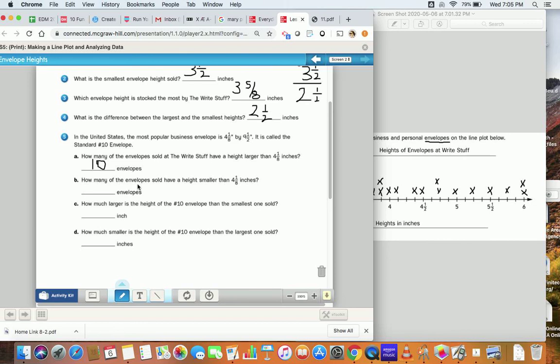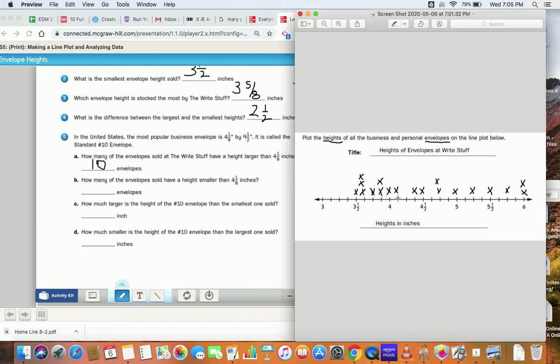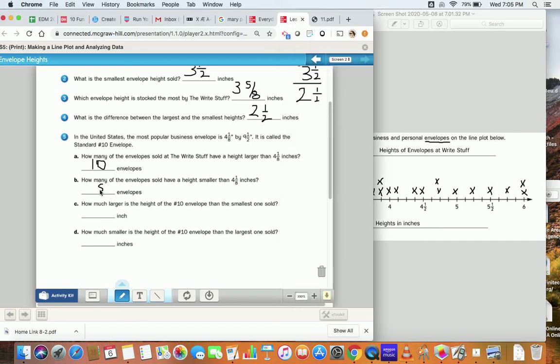And then how many of the envelopes sold have a height smaller than 4 1/8? So then you're going to count the rest of them. But we are not going to count this one right here, okay? Because smaller than means it does not include this one. So 1, 2, 3, 4, 5, 6, 7, 8. There are 8 envelopes that are smaller.